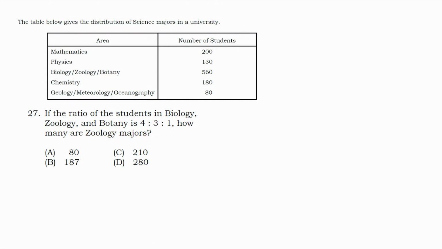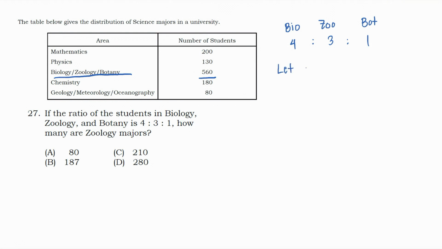So, for this one, ito yung data na kailangan natin: biology, zoology, and botany. In total, merong 560 students. And then, given tayo ng ratios. So, sa bio, merong 4:3:1. Bio, zoology, and then sa botany, ayan, yan yung ratio nila.